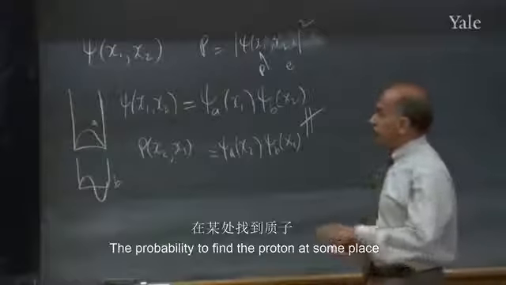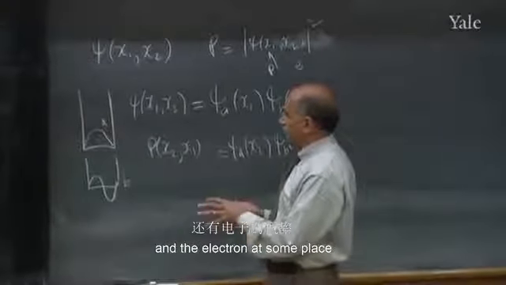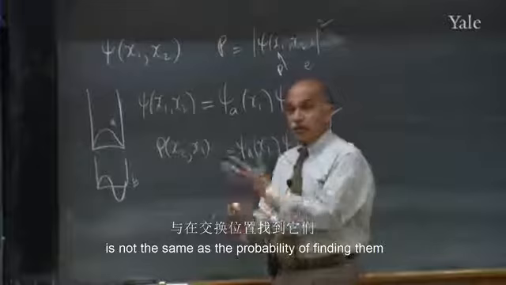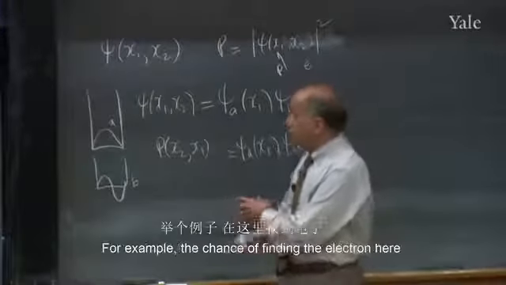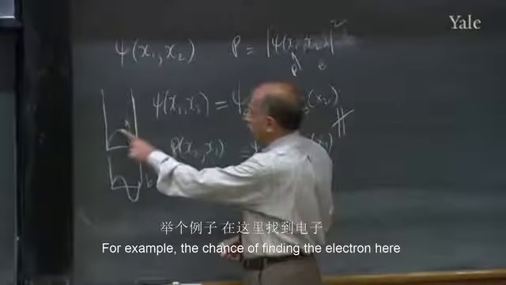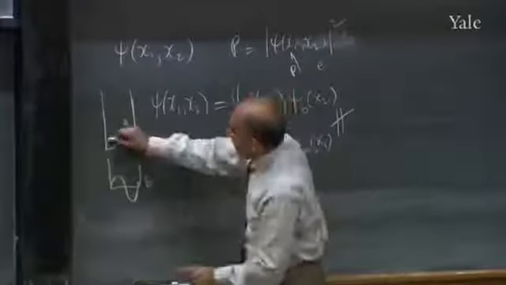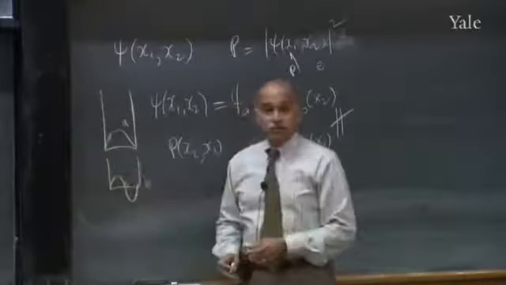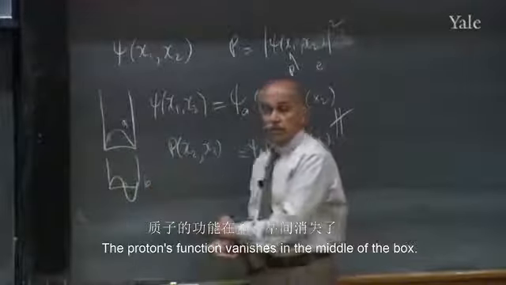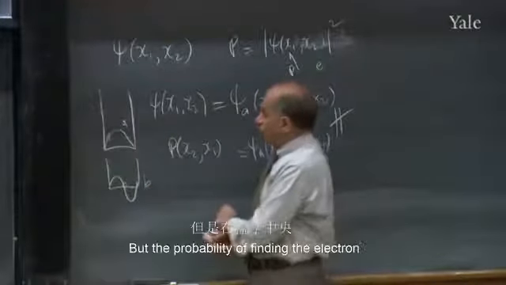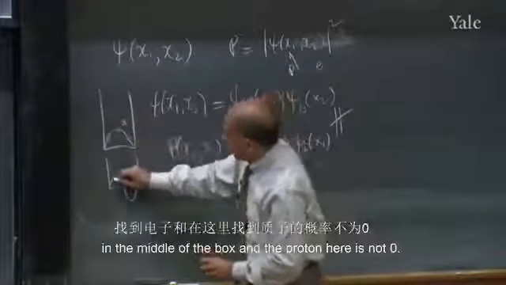The probability to find the proton at some place and the electron at some place is not the same as the probability of finding them with exchanged positions. For example, the chance of finding the electron here and the proton in the middle of the box is 0, because the proton's function vanishes in the middle of the box. But the probability of finding the electron in the middle of the box and the proton here is not 0.